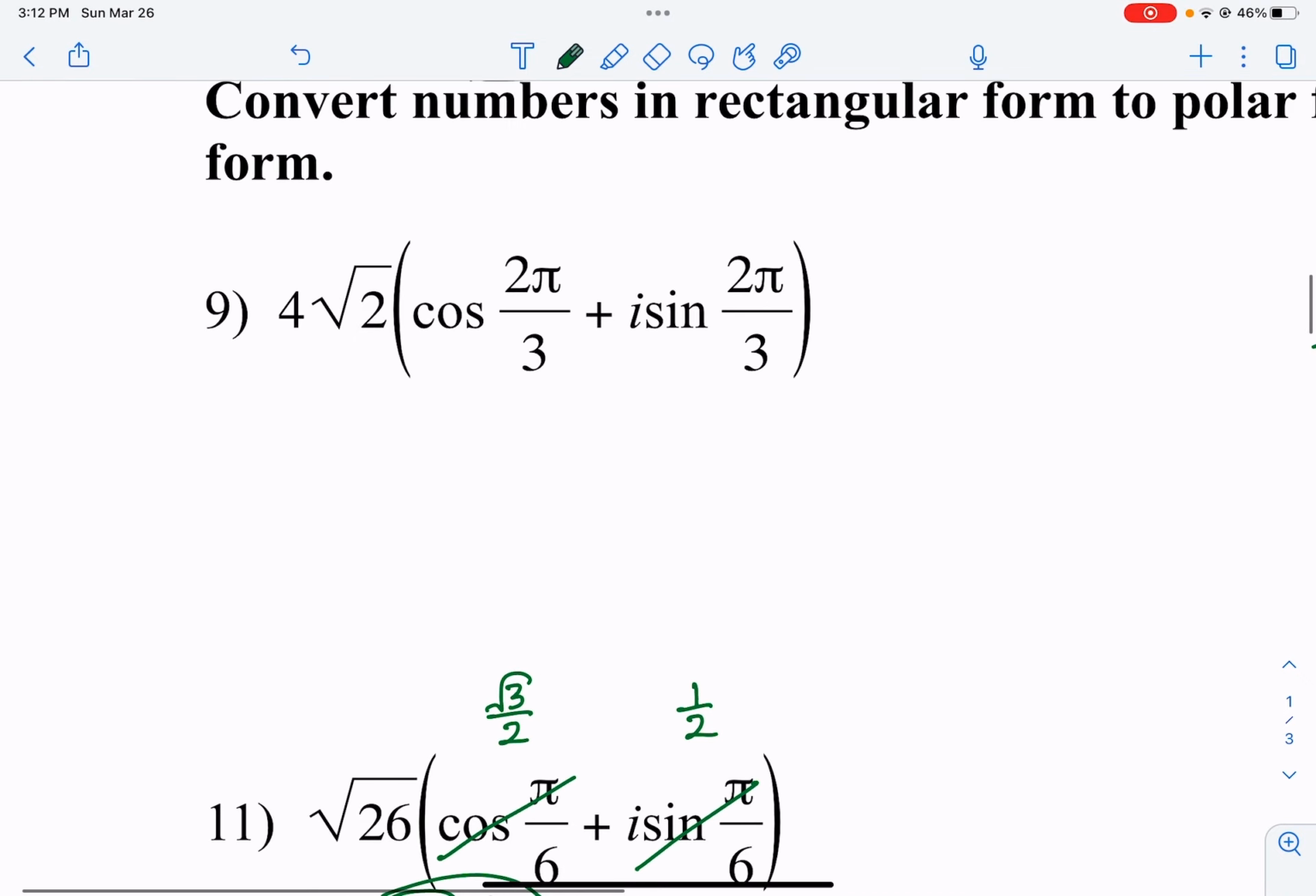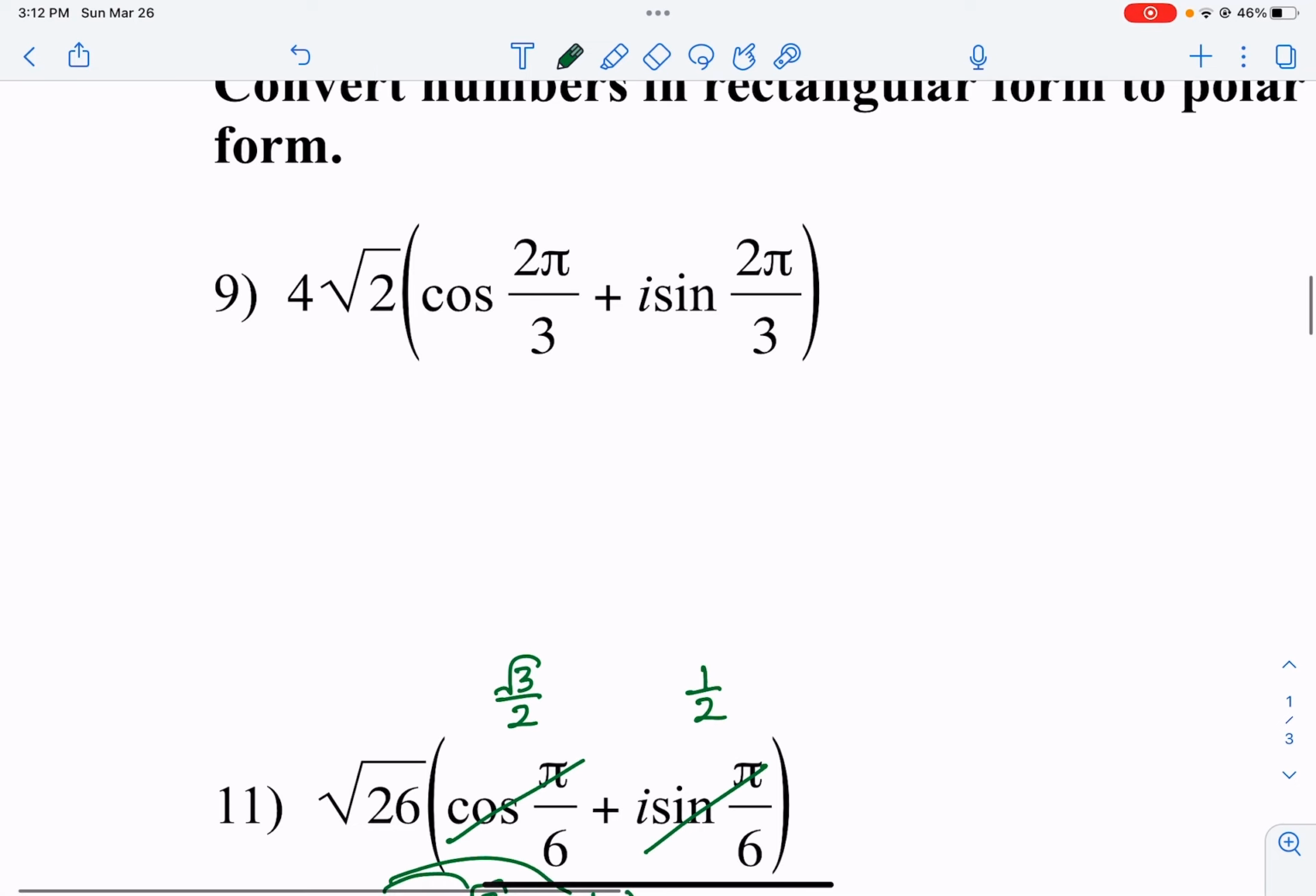All right, let's maybe do another polar one. So polar to rectangular. Again, what is cosine of 2 pi over 3? That's going to be, I believe, negative 1/2 from the unit circle. Sine of 2 pi over 3 is radical 3 over 2.